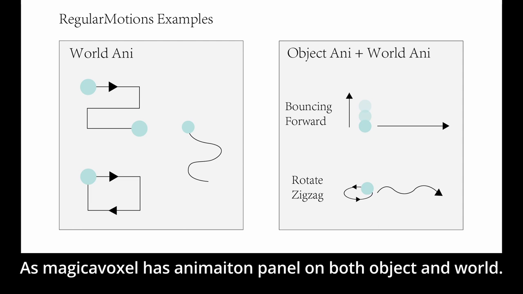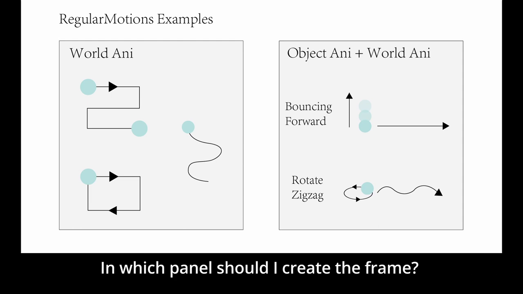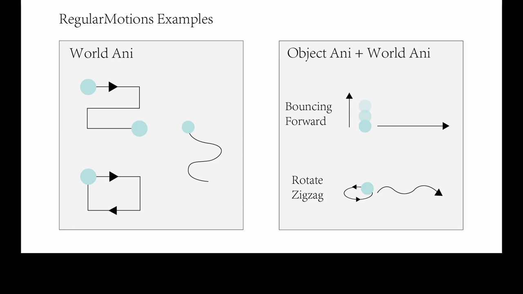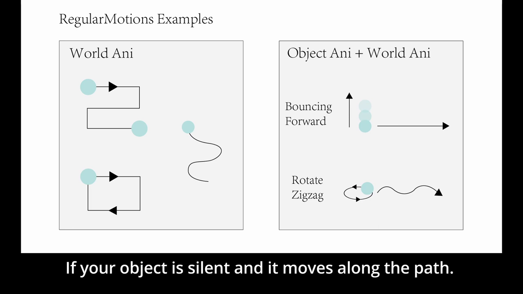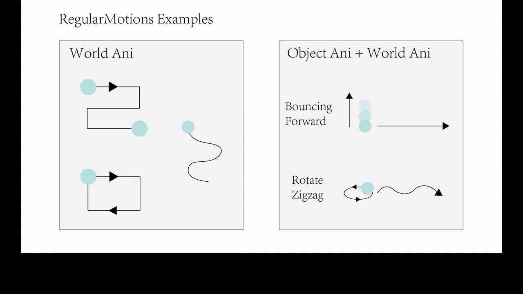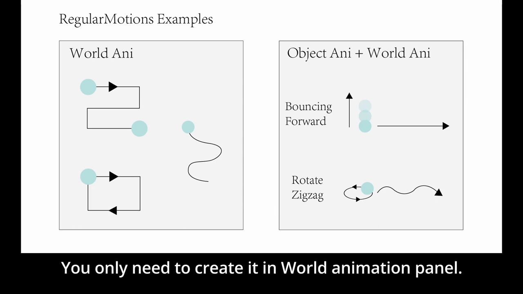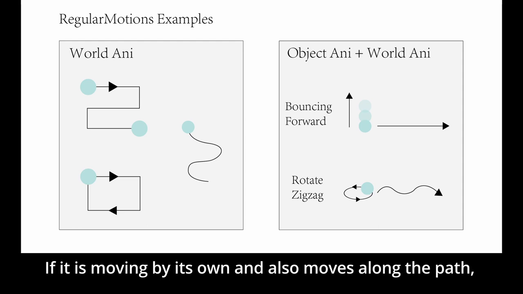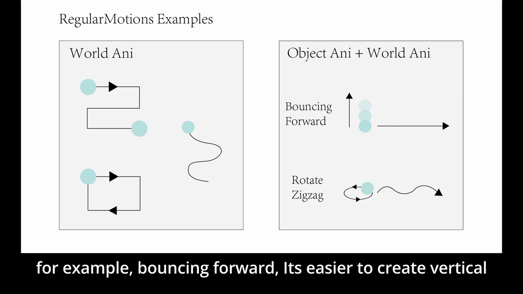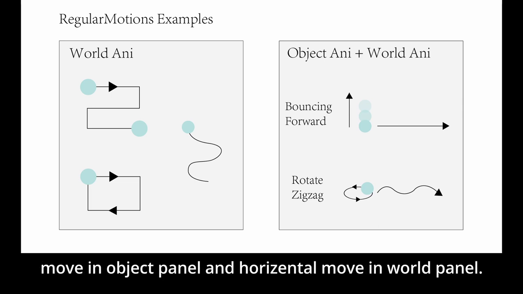As MagicaVoxel has an animating panel on both object and world, in which panel should I create the frame? If your object is silent and it moves along the path, you only need to create it in the world animation panel. If it is moving by its own and also moves along the path, for example, bouncing forward, it's easier to create the vertical move in the object panel and the horizontal move in the world panel.